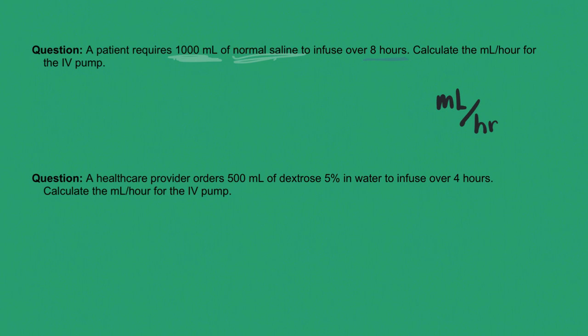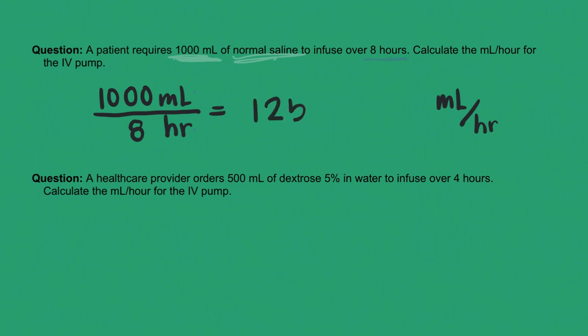Then we can set up our equation. Our equation starts with volume because we know we're looking for milliliters on the top. We put volume there, and then we put the time on the bottom. 1,000 milliliters over 8 hours. And all we need to do in this case is simplify because we already have our milliliters per hour. We don't need to do anything else. So 1,000 milliliters divided by 8 hours is going to give us 125 milliliters per hour. And that's what we can program the pump at.